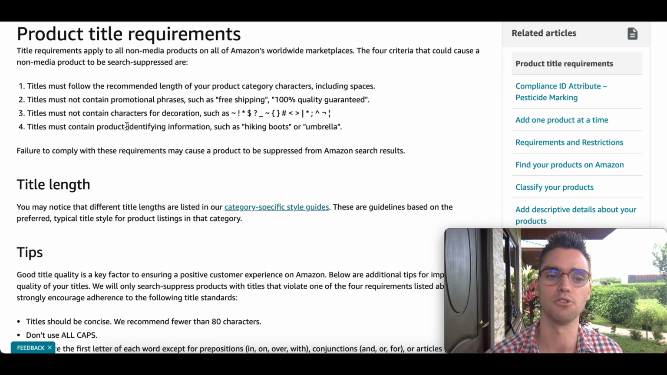Number 3, titles cannot contain characters for decoration, and specifically these characters, okay? Which I've highlighted right here.